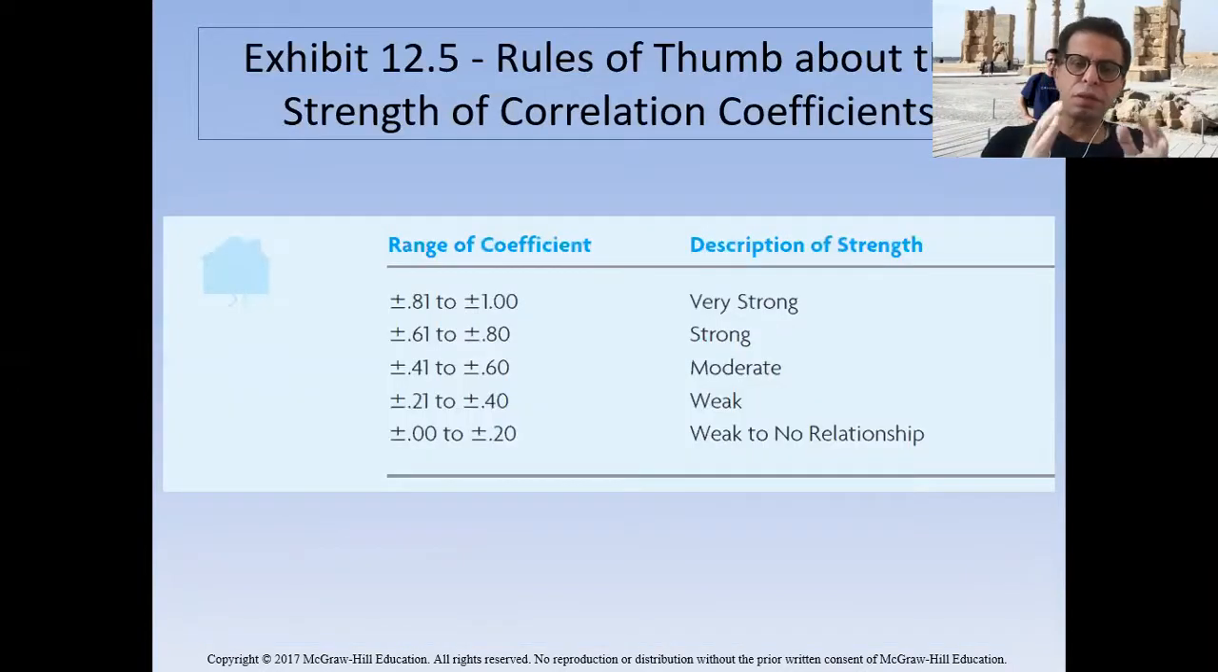So this is the table where, as we said, the range is 1 to -1. If it is between 81% to 100%, whether 1 or -1, then it's a very strong correlation between them. And if it's 61 to 80, whether positive or negative, it is strong, and then you have moderate, and you have weak.